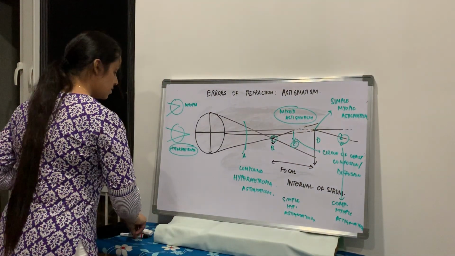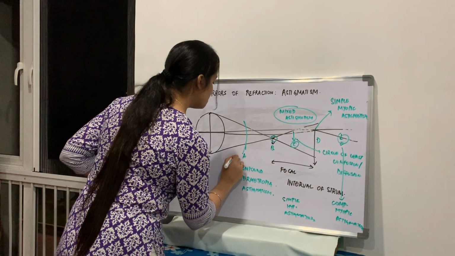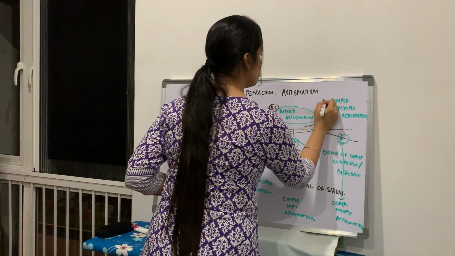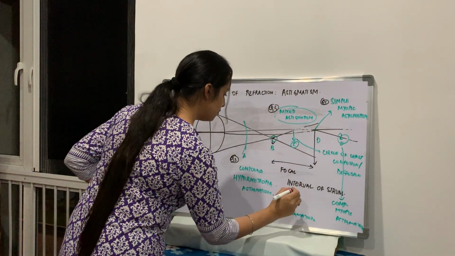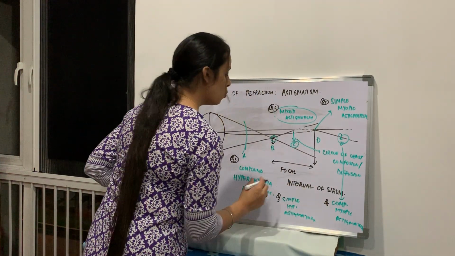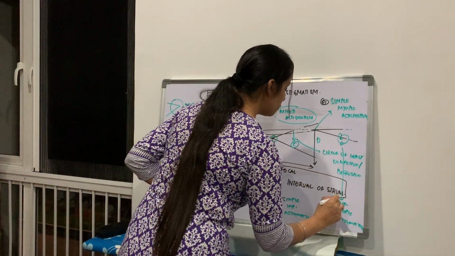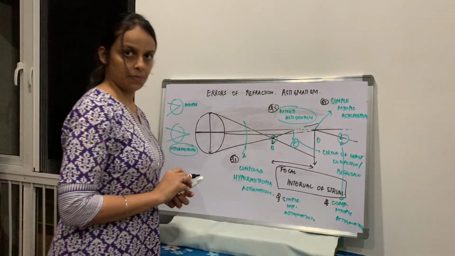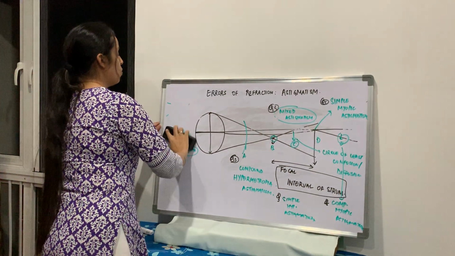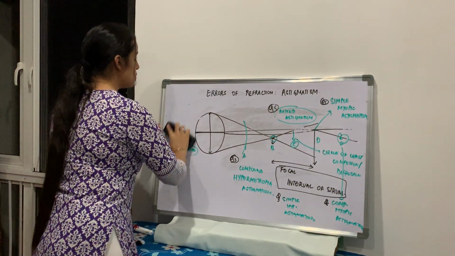Now all of these are MCQs for you. All of these questions which I told you, they will ask you the definitions of all these, and what is the focal interval of Sturm. This is your conoid of Sturm.